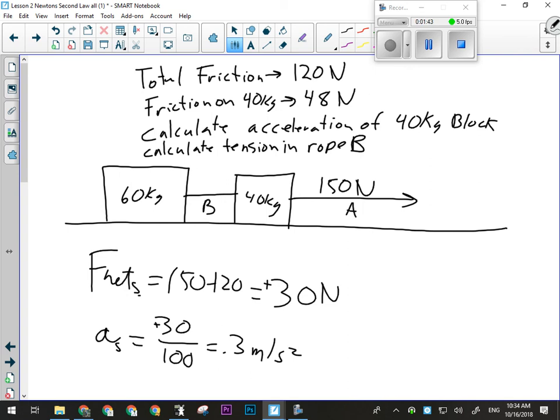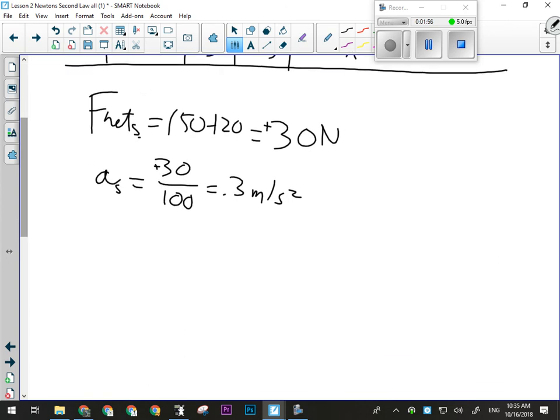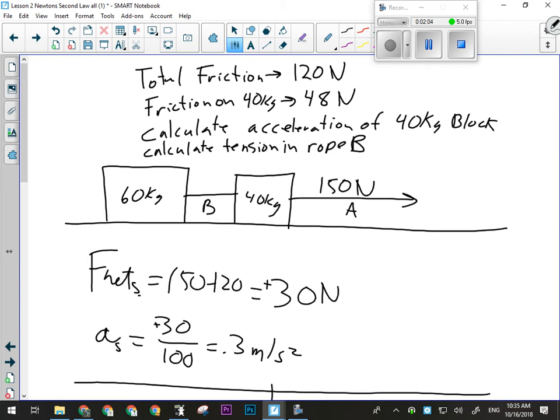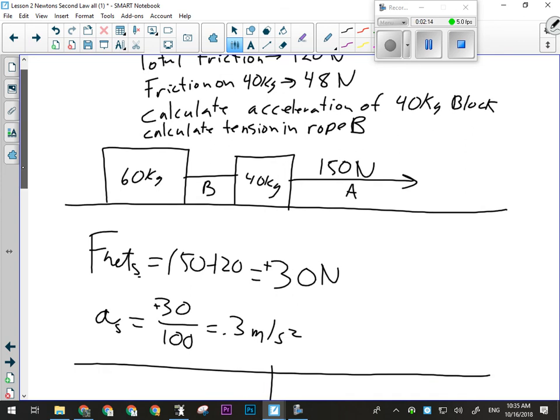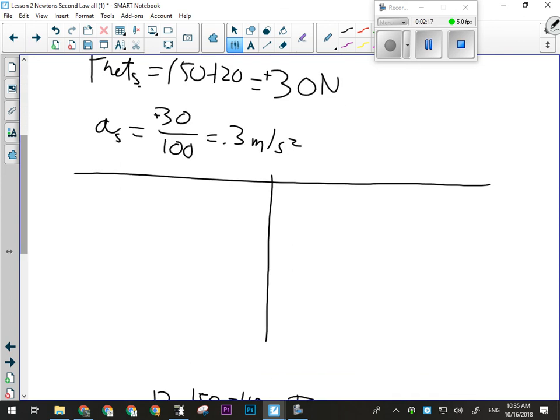Now we go back to all parts of the system have the same acceleration. So now I know the acceleration of the 40 kilogram block and the 60 kilogram block. Everybody with me so far? They both accelerate at 0.3. So now what I want to do is break this up. I can solve for the tension in cable B with either box. It doesn't really matter. I already calculated the acceleration of the 40 kilogram block, 0.3 meters per second squared, because it's the acceleration of the system. So that part's done.